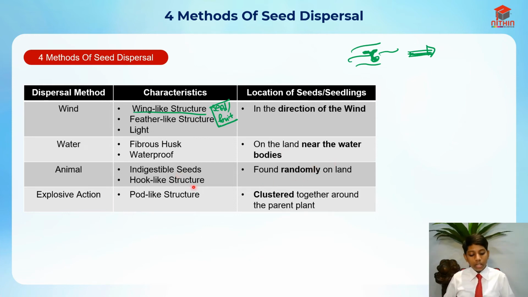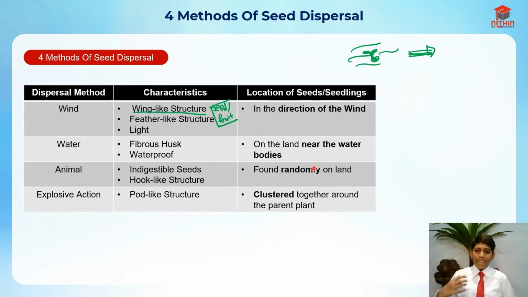And this hook-like structure, right, animals when they are walking by, this hook-like structure could actually hook on to the fur of the animals, and when the animals go really far away, it might just drop off on its own. And this creates a seed dispersal as well, which is found randomly on land, because we don't know where it is actually going to drop off, right?